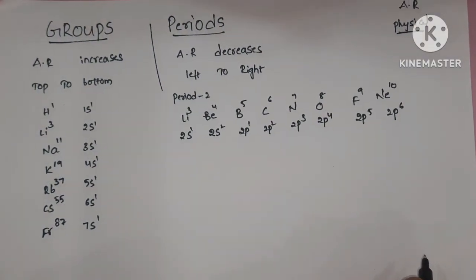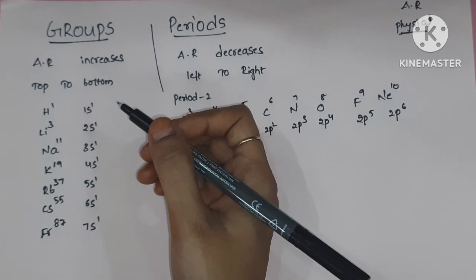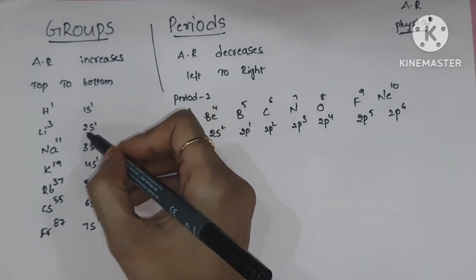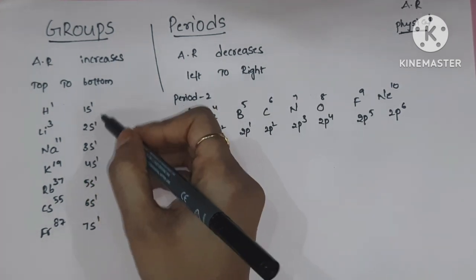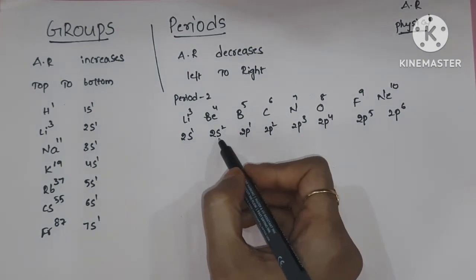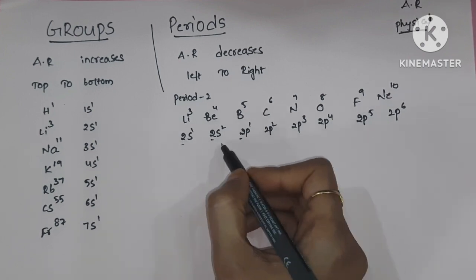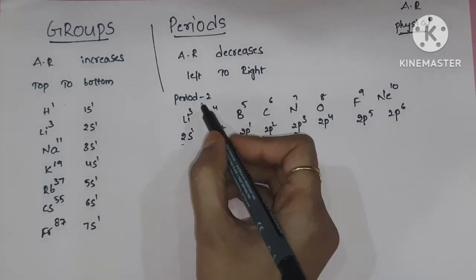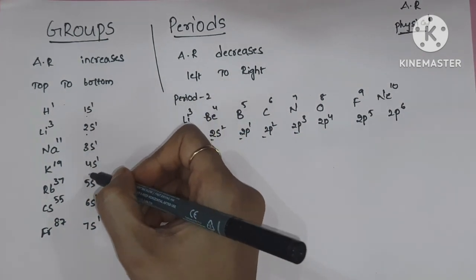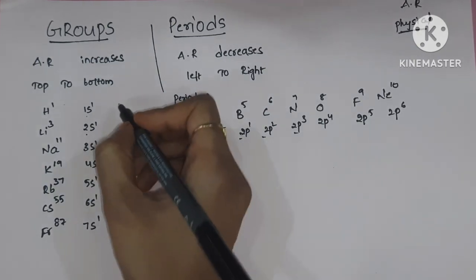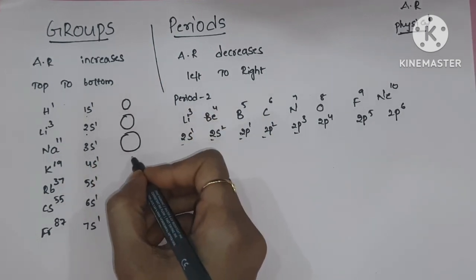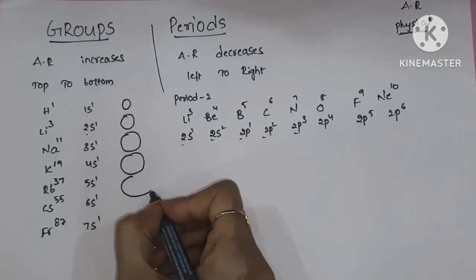Here you have to observe one thing: 1s1, 2s1, 3s1, 4s1, 5s1. That means the number of shells increases from top to bottom. But here you observe 2s1, 2s2, where the 2 remains, that means the number of shells remains the same in the period. In the groups, the number of shells increases from top to bottom, that means the size increases from top to bottom.